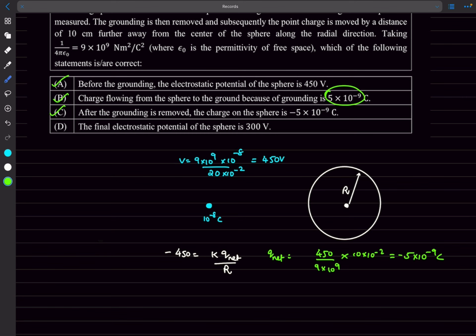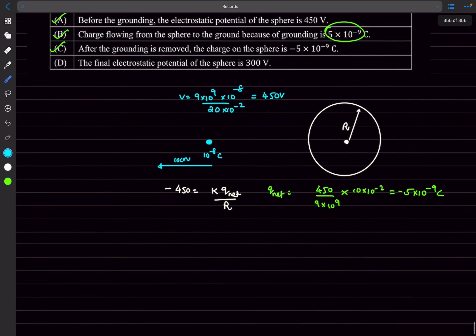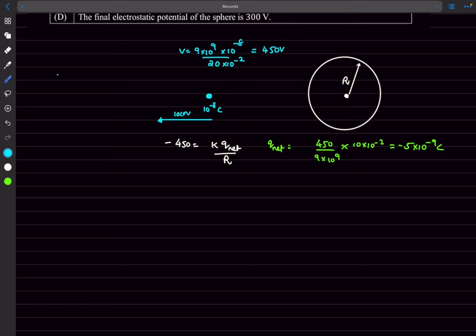Then option D, they're saying the final electrostatic potential of the sphere is. So once again, after the grounding was removed, subsequently, the point charge is moved a distance 10 centimeter further away. So we pick the original point charge and move it by 10 centimeters away, and now we have to figure out the final electric potential. So the new contribution due to the point charge is going to be 450 multiplied by 20 divided by 30. I'm just doing ratio and proportion. The new final distance is 30, original was 20, so the potential will scale by a factor of 20 by 30. So 150 into 2 is 300 volt. So 300 volt is the potential at the center due to the 10 to the power minus 8 coulomb charge.